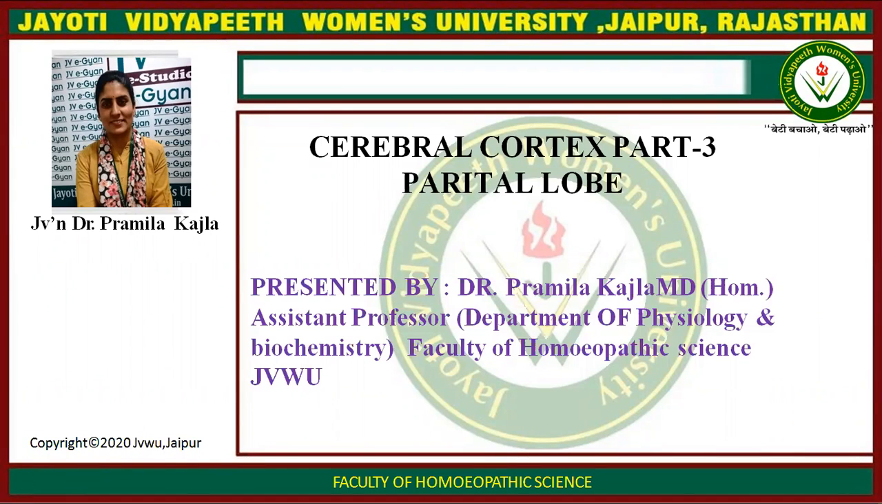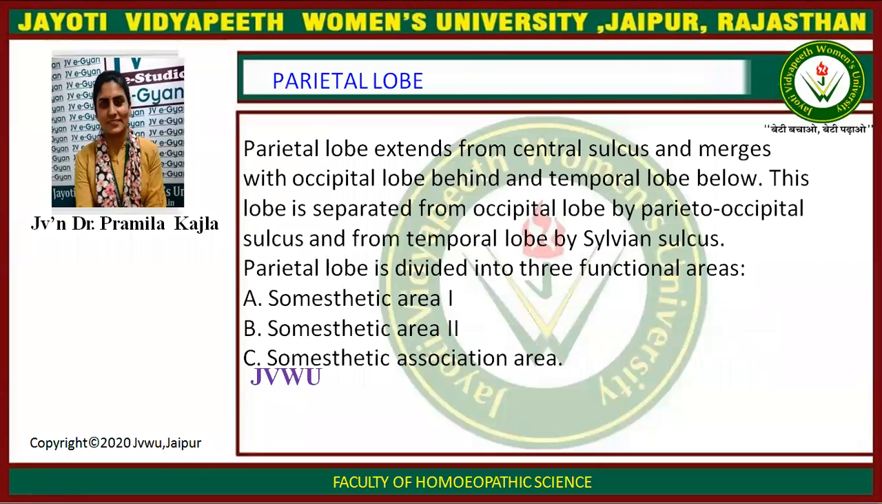Today our topic is parietal lobe from cerebral cortex, part 3. Parietal lobe extends from central sulcus and merges with occipital lobe behind and temporal lobe below. This lobe is separated from occipital lobe by parieto-occipital sulcus and from temporal lobe by Sylvian sulcus. Parietal lobe is divided into three functional areas. First, somesthetic area 1, second, somesthetic area 2, and somesthetic association area.